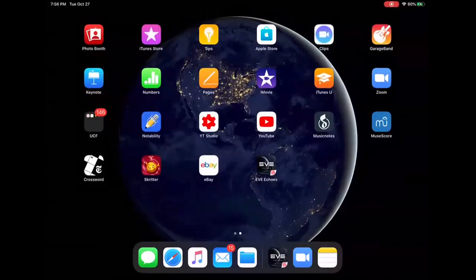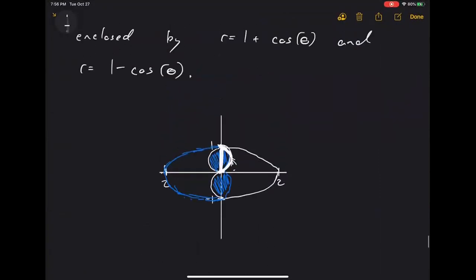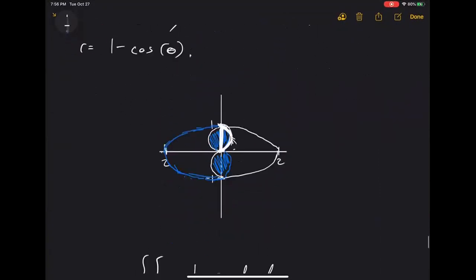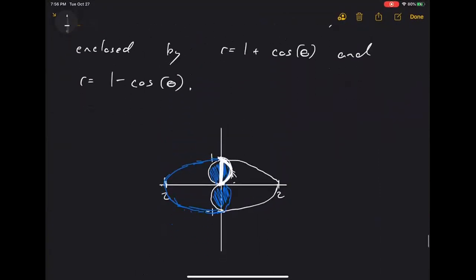Okay, I'm back, and it was a good break because it gave me an opportunity to actually think about what this answer is. I was getting a little stuck thinking about it on the fly. Okay, so we found our two cardioids and we're trying to write some bounds.